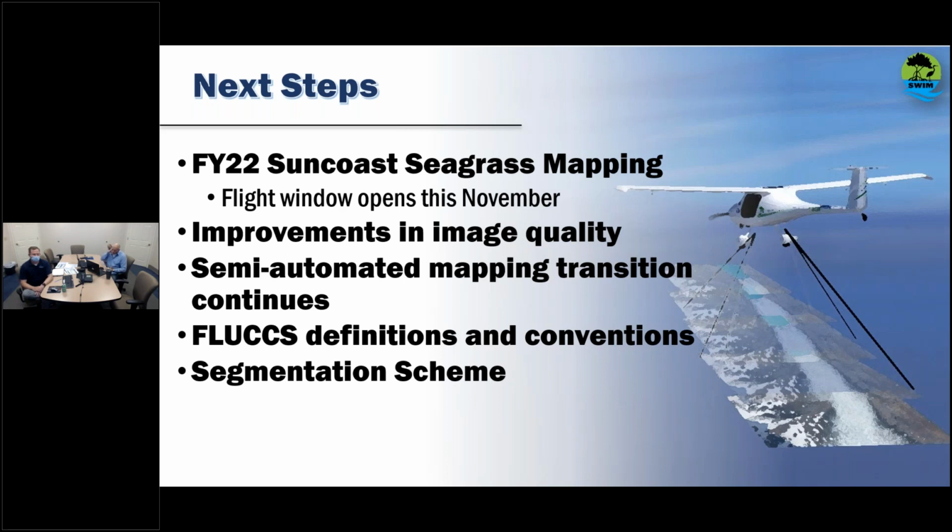Yeah, so that's part of the transition process. So we did a side-by-side in 18. So we've got both semi-automated and manual together for 18. What we don't have yet is a change map using semi-automated together with manual.